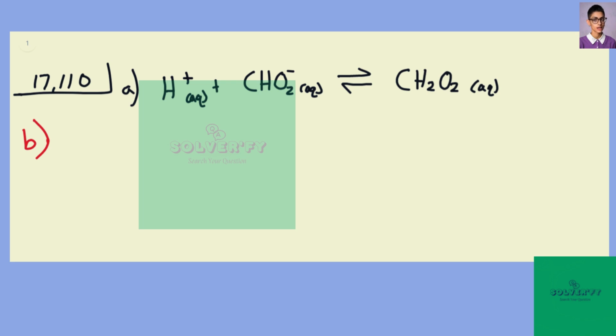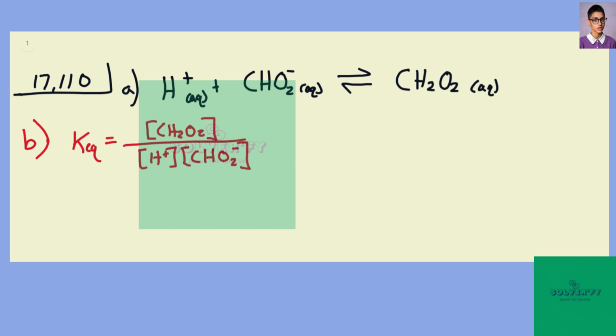In part B, we're asked to give the equilibrium constant for this reaction. So we don't have any values, but we can draw in what should be there. So it's CH2O2, the concentration of product over concentration of reactant. That's our expression for the equilibrium constant.